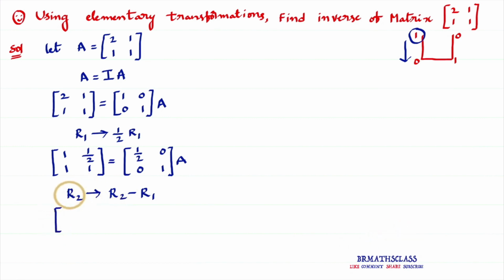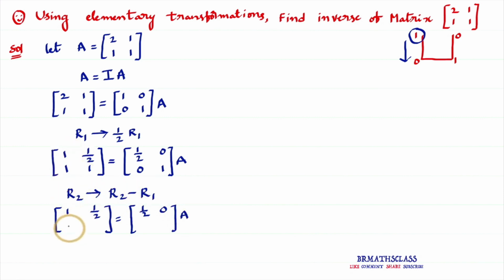Any change in row 1? No. Change is there in row 2 only. So I'll write row 1 as usual: R1 equals 1 by 2, 0, okay, into A. Now change is there in R2. How R2 changes? R2 minus R1.